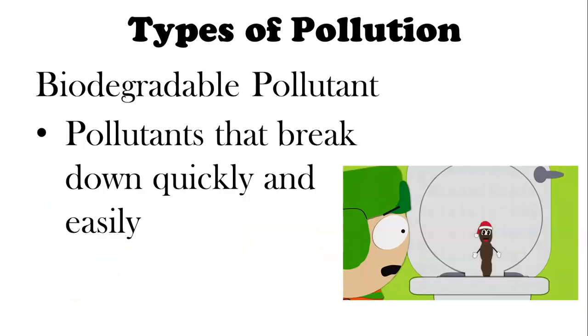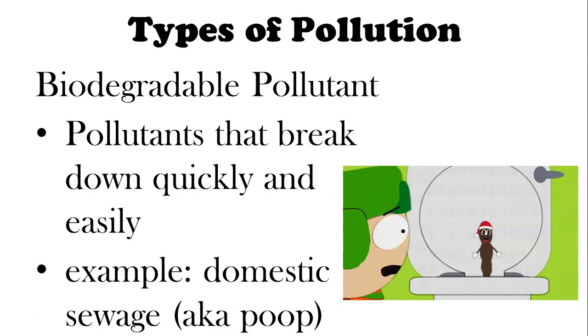You can also break down pollutants into biodegradable and persistent organic pollutants, or POPs. Your biodegradable pollutants tend to break down quickly and easily, and they don't stay in the environment for that long. Examples can be domestic sewage or soap, or degradable plastic bags and silverware that are made from starch.